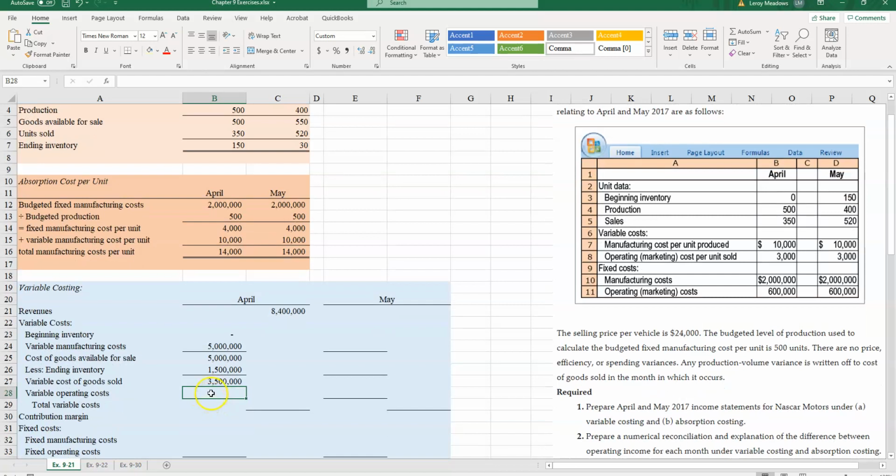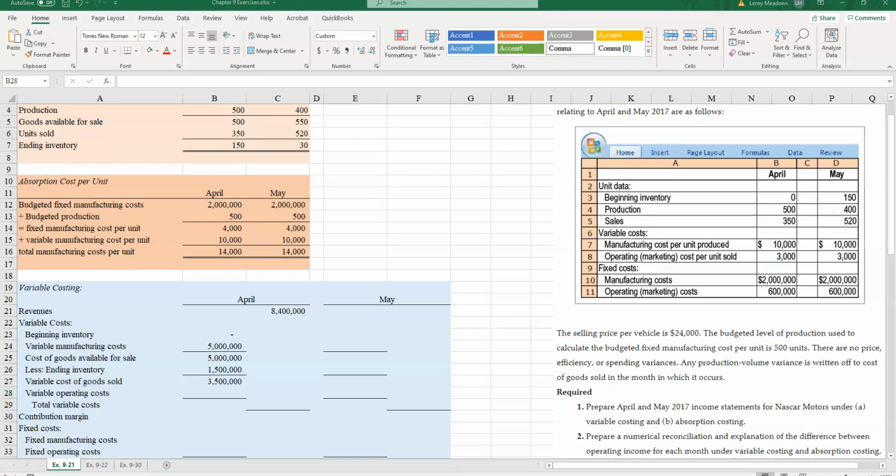Okay, so what were my variable operating costs? Well, I'm told here that my variable operating costs are $3,000. And those, remember, operating costs are different because those are not product costs or manufacturing costs. Those are overhead type costs. It's for administrative and general selling and administrative costs, things like that. So how much in cost did I incur for variable costs for the month for operating costs?